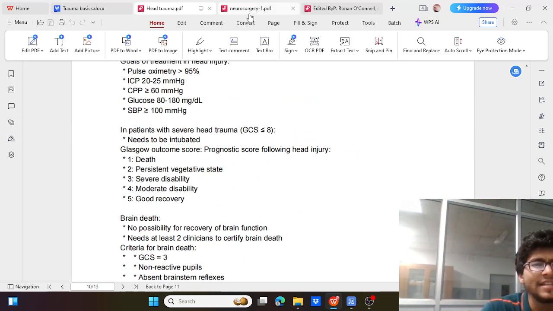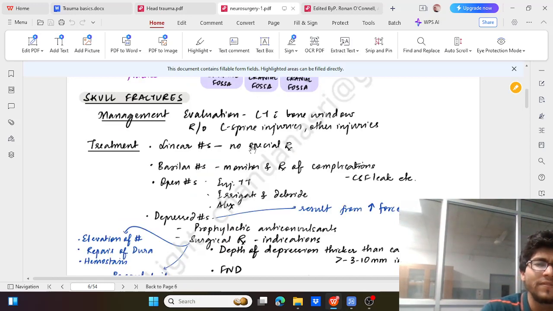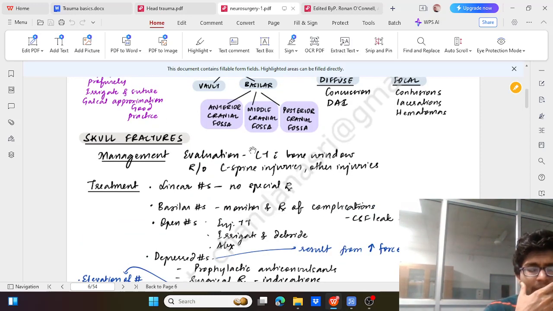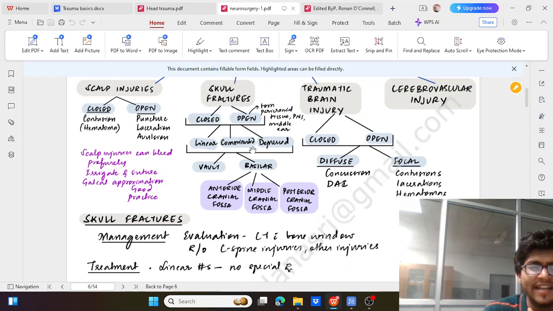Most probably we'll be seeing the next topic of maxillofacial injury and neck injury, followed by thorax injury. So this will finish the trauma part first in this series.